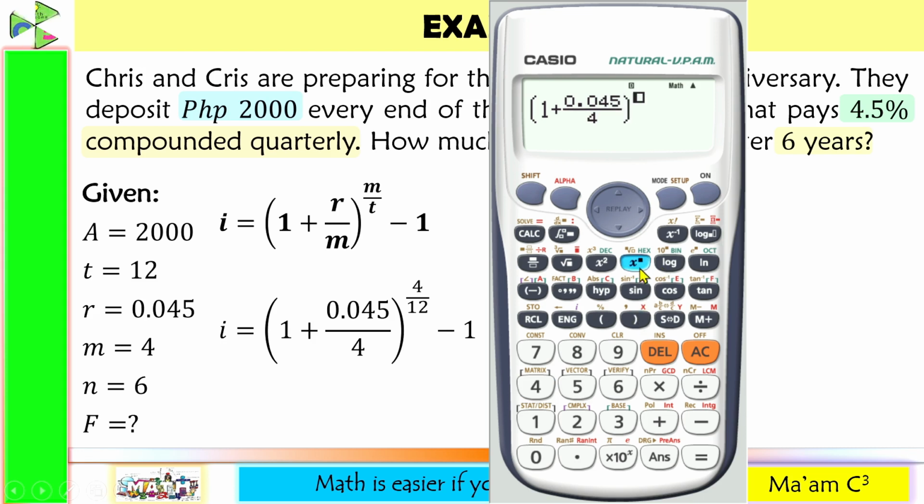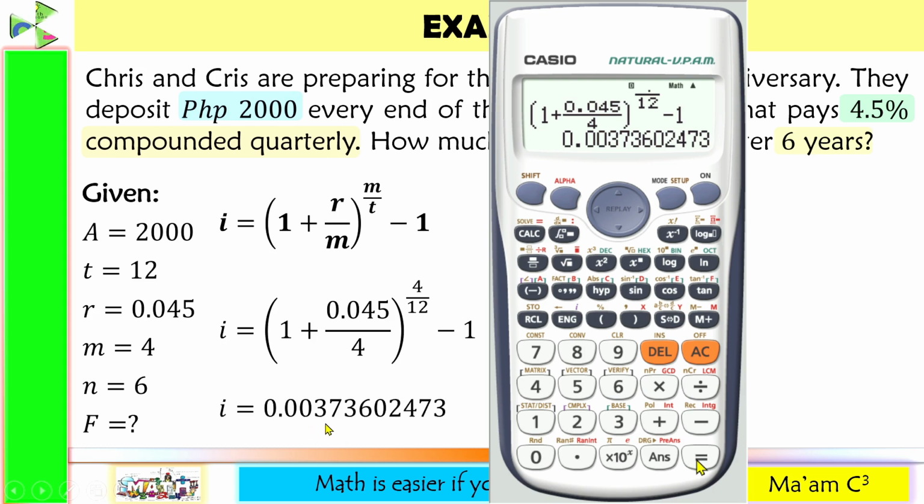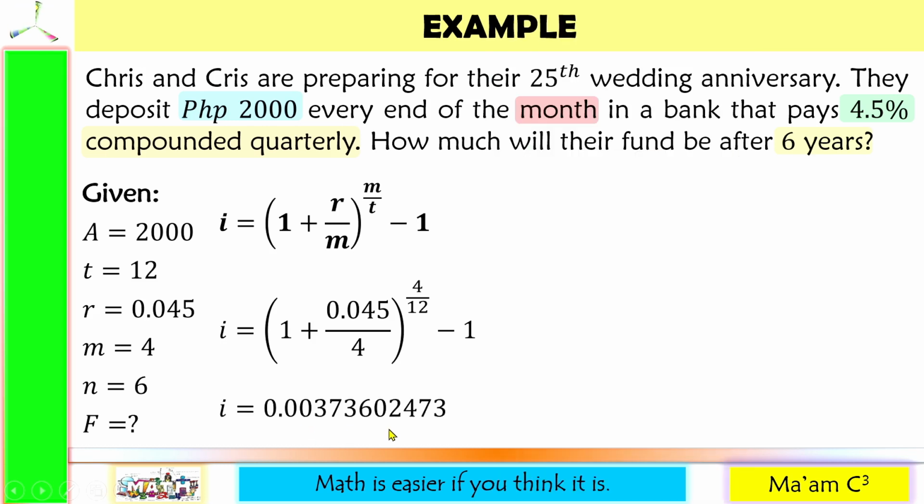Next, we have the exponent in fraction form. The numerator is 4. Cursor down for the denominator, which is 12. Cursor to the right, one more, minus 1, equals 0.0037360247. Quite long. If you can use this all, much better. If not, I suggest you use at least up to 6 decimal places.